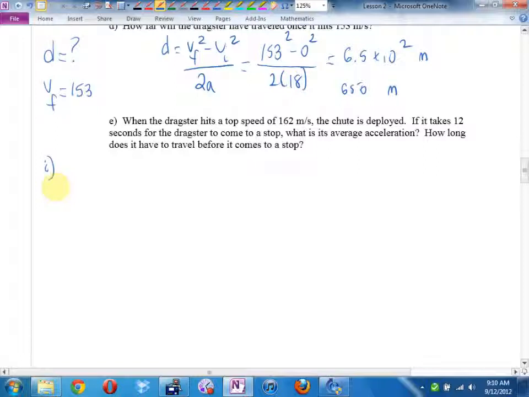So, let's define a little bit here. 162, what's that? What's the 12? And they're asking me to find, and they did tell me one more thing. You see it?